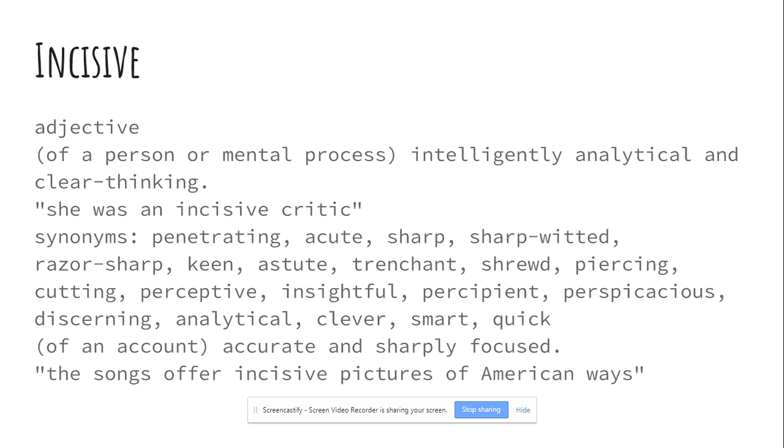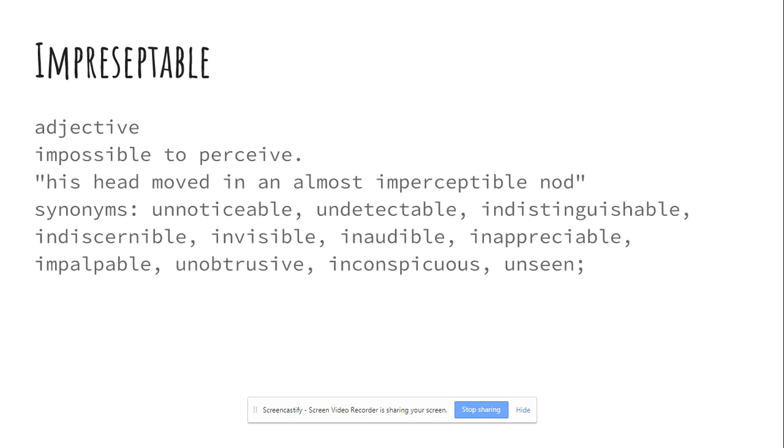Incisive, it's an adjective. And you use this when you're talking about a person being intelligently analytical and clear thinking. She is an incisive critic, being sharp witted, not sharp like you wouldn't say the knife was incisive. You would say her incisive intellect made her a great criminal investigator. Imperceptible. It's an adjective and it means impossible to perceive, impossible to figure out or to see. His head moved in an almost imperceptible nod. Here, imperceptible is describing the nod, being the noun. So imperceptible, you couldn't tell, you couldn't see that his head was shaking back and forth.